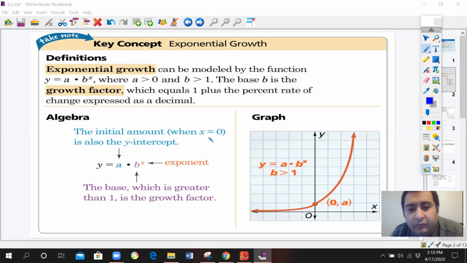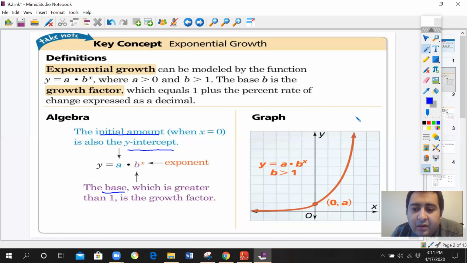So if we're looking at this type of expression, the initial amount is always going to be your a when your x is equal to 0. It's also the y-intercept. So the initial amount is a and as well your y-intercept. Just make sure those two correspond to a. Your b is basically your base, which is greater than 1, is a growth factor. The x is going to be considered your exponent in this case.